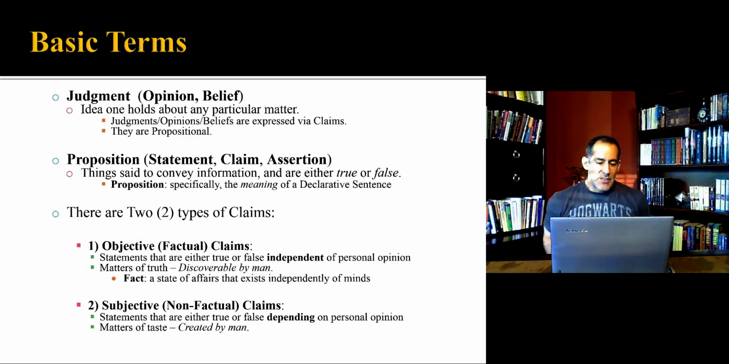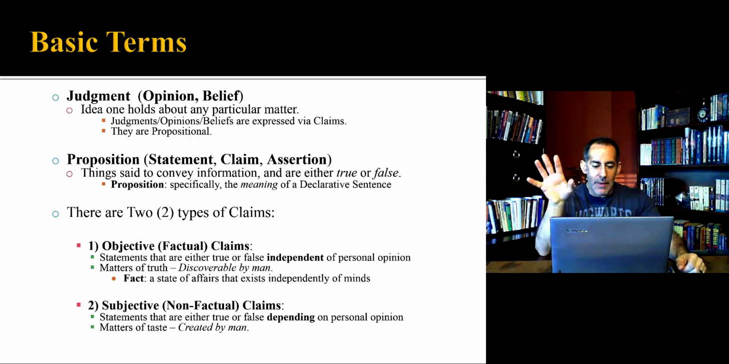Moving along, I want to give you some basic terms, and some of these are actually going to lead into our discussion of some of the initial problems in moral philosophy. So first, I want you to grasp this idea of judgment. You could use the word judgment interchangeably with the word opinion or belief. It's merely an idea that we hold about something, right? Our beliefs are ideas that we hold about particular matters.